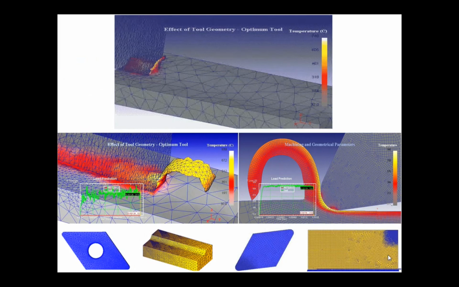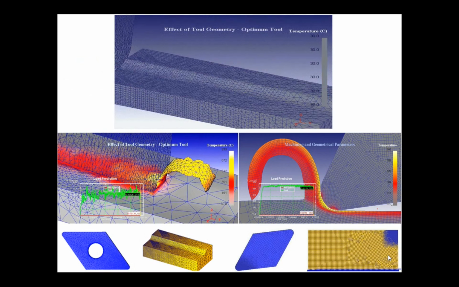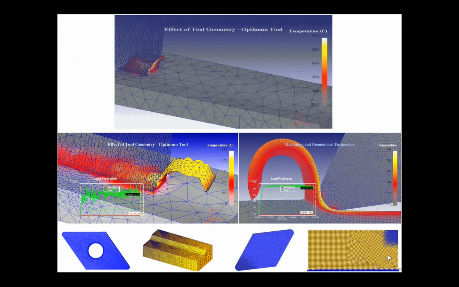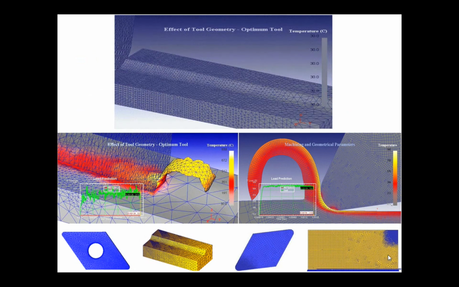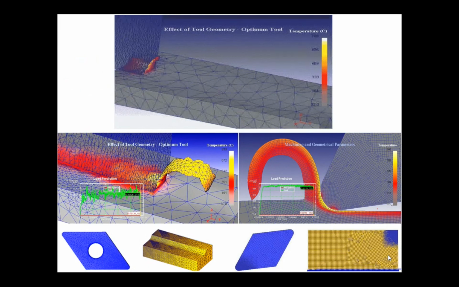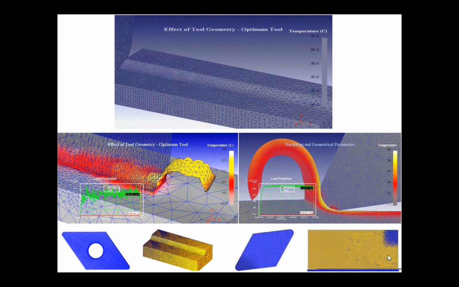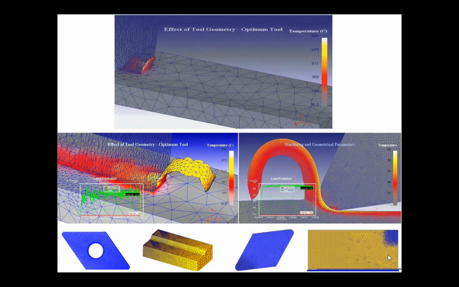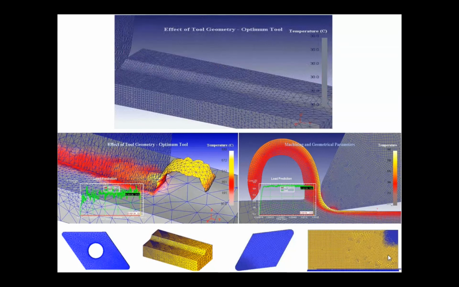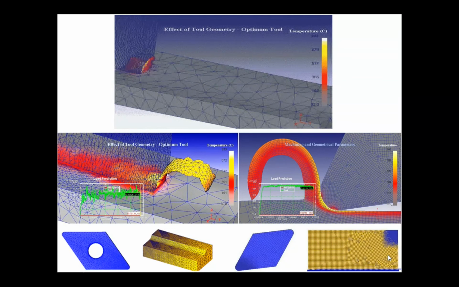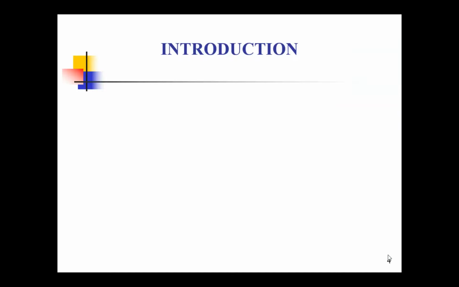What is the difference between the software packages that are specific for machining process simulation, such as Deform 3D and Advantedge, and how do they differ from ANSYS and Abaqus? These two softwares, Deform 3D and Advantedge, have a user-friendly graphical user interface. It is very, very user-friendly, but in the case of ANSYS and Abaqus, we have to model accordingly. So with this, we move on to the introduction section of this presentation.